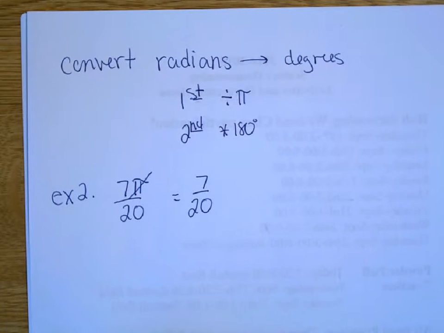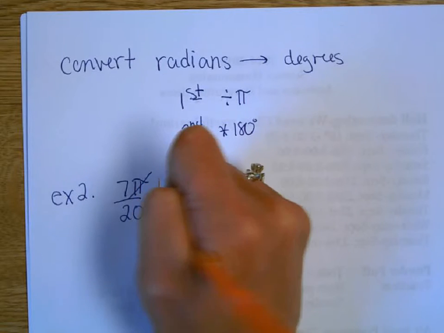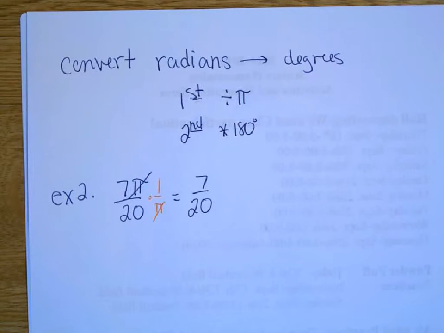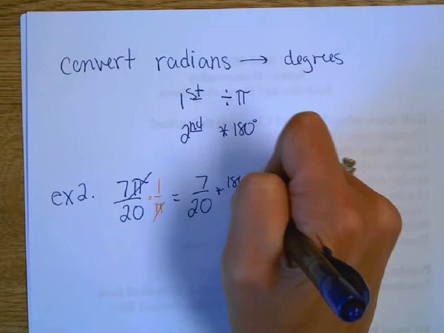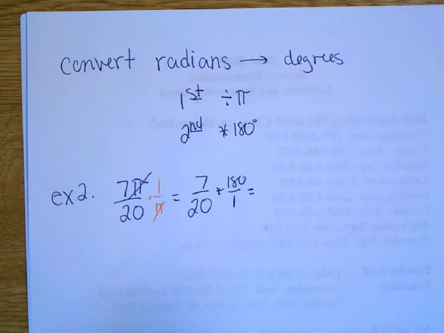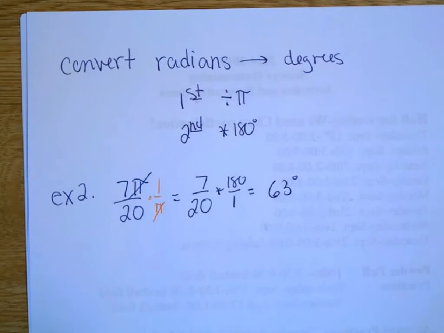Wait, why'd you just chuck the pi? Because I'm dividing by pi. Dividing by pi is multiplying by 1 over pi, and they cancel. It's easy to divide by pi when the pi is there. Cross it off. Now I got times 180, and you get 63 degrees. The calculator will do that for you. Is it always going to come out a nice whole number? No.